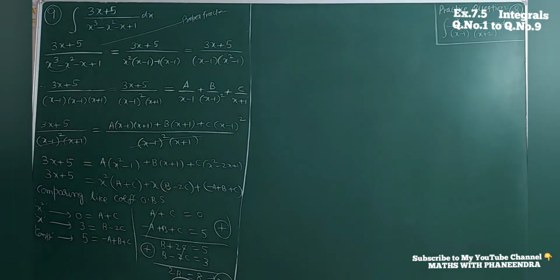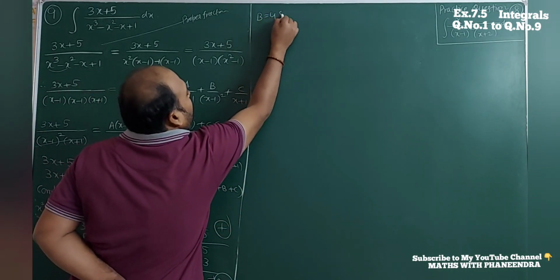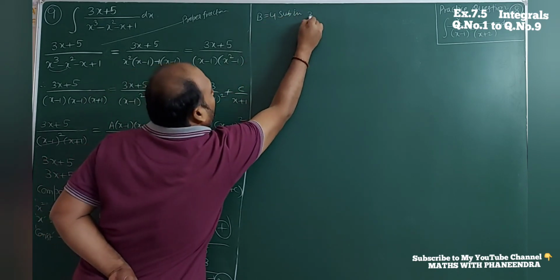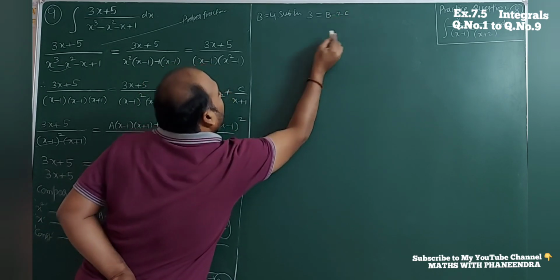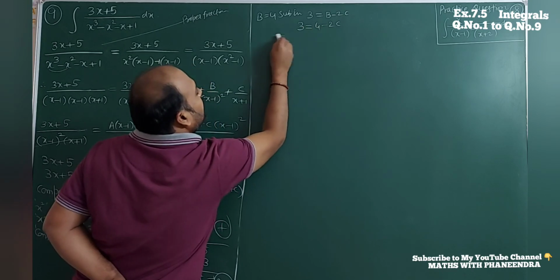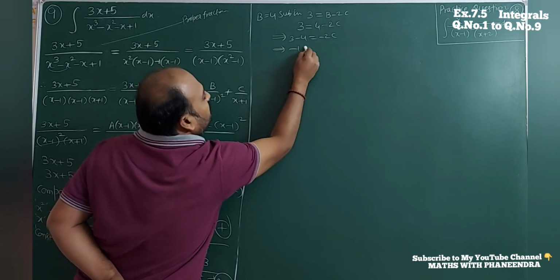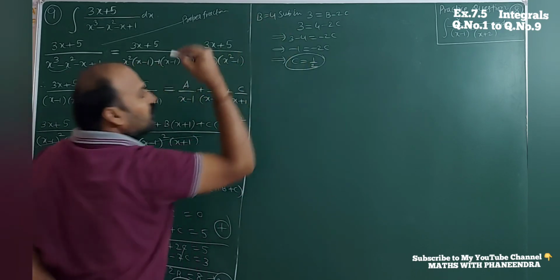See how it changes. B is equal to 4, substitute in 3 is equal to b minus 2c. So 3 equal to 4 minus 2c. 4 you can take this side. 3 minus 4 is equal to minus 2c. Minus 1 is equal to minus 2c. That implies c is equal to 1 by 2.